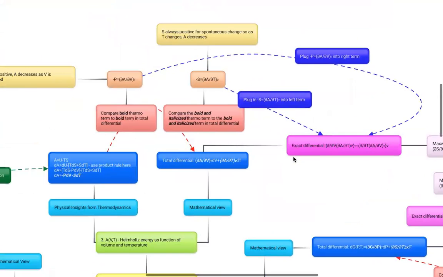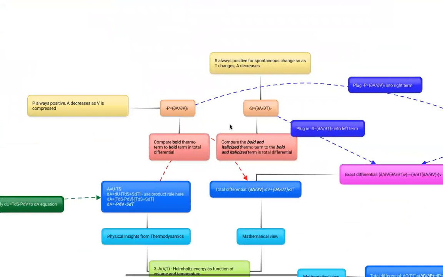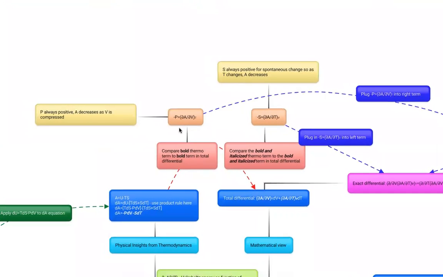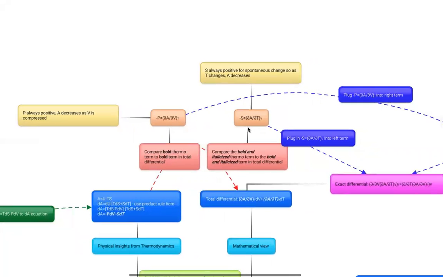Continuing, I'm going to move up to the Helmholtz energy. The negative P equation shows us that pressure is always positive. You can't have a negative pressure. So if pressure is always positive, A is going to decrease as volume is compressed. And then similarly, S is always positive for spontaneous change, so as T changes, A will decrease.